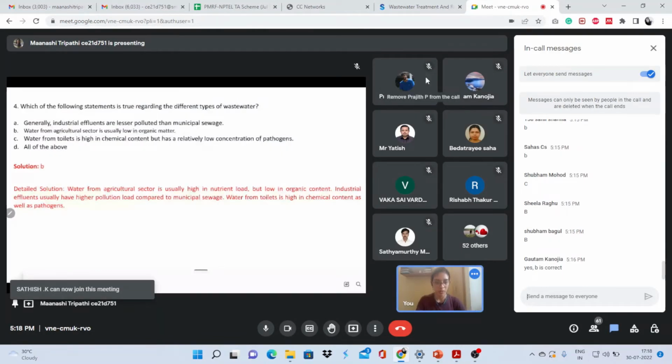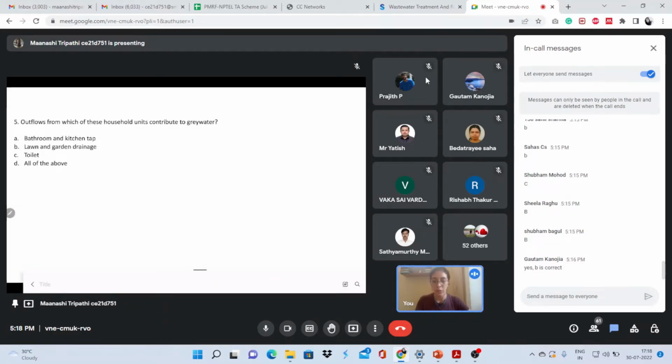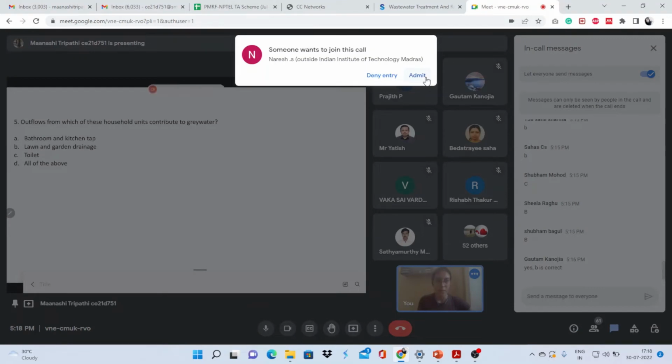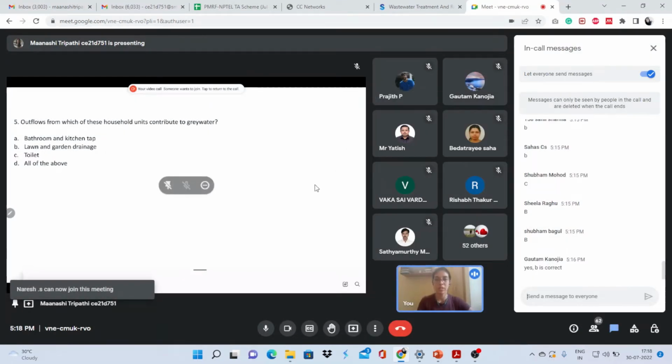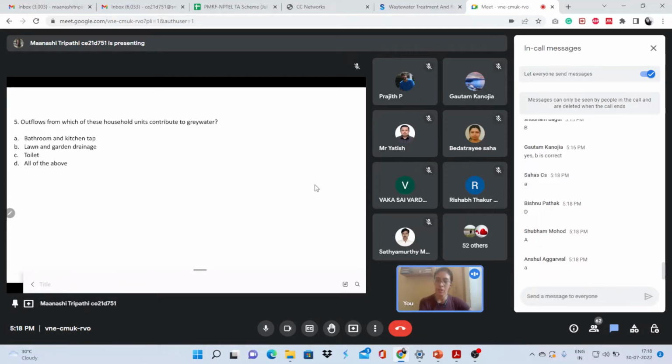Okay, moving towards next question. Outflow from which of these household units contribute to grey water? See, there are various types of grey water, and we have given some kind of color code to them. Yellow water, black water, grey water, all those things. So the question is, what contributes grey water? Bathroom and kitchen tap, lawn and garden drainage, or toilet, or all of the above? Yeah. Please answer this question.